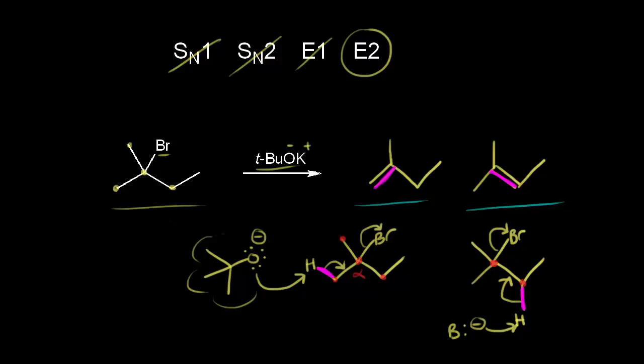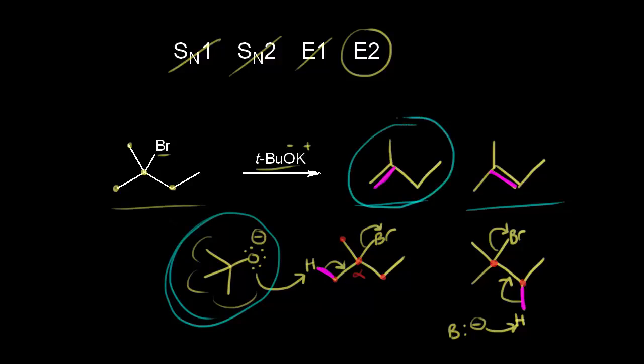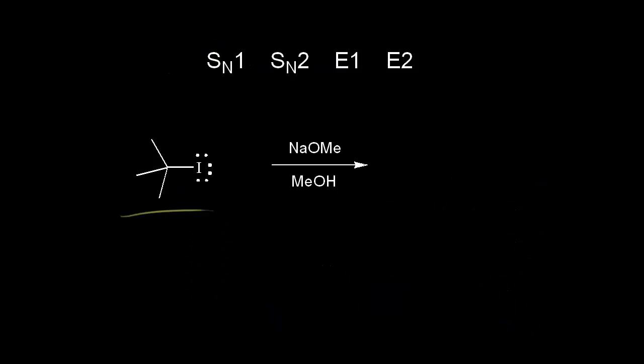But when you're dealing with a sterically hindered base, like potassium tert-butoxide, it turns out that the di-substituted, the less substituted alkene is the major product, and that's just because our base is so sterically hindered. Also notice, if our base came along and took a proton from this beta carbon, we would get the same product as right here.